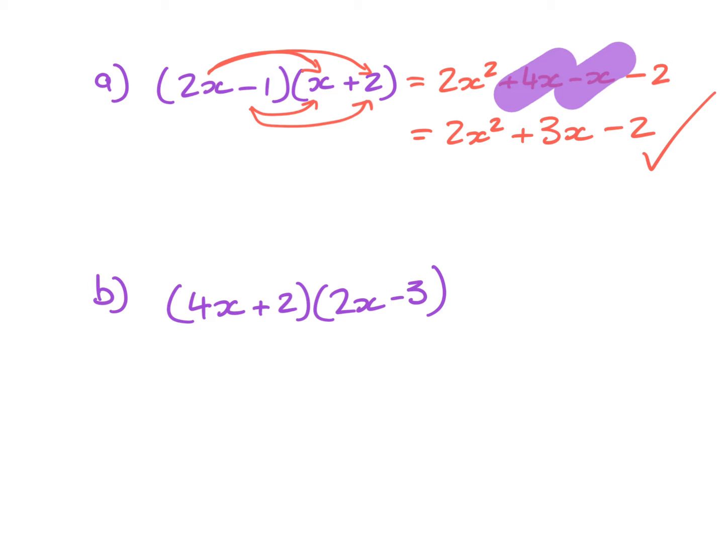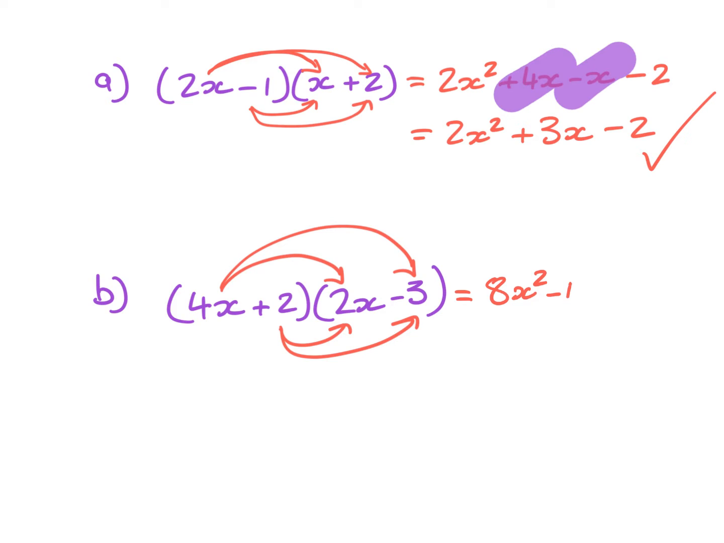Well, how did you go on this question over here? Once again, it's going to be 4x multiplied by the 2x, and then 4x multiplied by the negative 3, 2 multiplied by 2x, and 2 multiplied by negative 3. So your answer should look something like this. 4x multiplied by 2x is going to be 8x squared. 4 multiplied by negative 3 is going to be 4 3s are 12, so it's negative 12x. And 2 multiplied by 2 is going to be plus 4x. And then 2 multiplied by negative 3 is going to be negative 6.